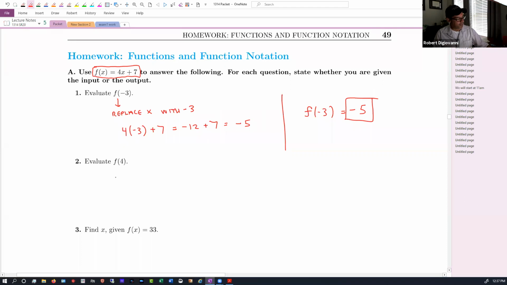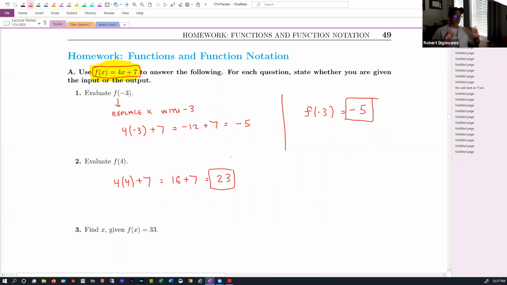This next one, f of 4, means replace the x with 4. And we're still working with that same function. Okay, so it's understood. This is given to us. And then problems 1 and 2, we're just plugging in 4 for x. So this is 16 plus 7. And 16 plus 7 is 23. Okay, any questions on that?